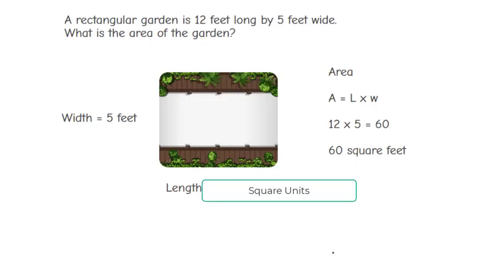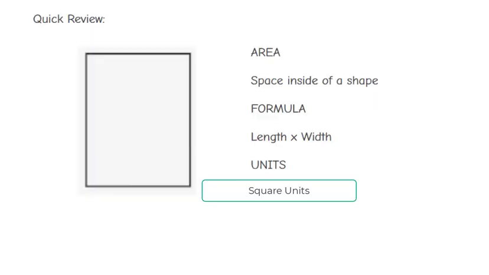That's the area. Let's do a really quick review. We need to know the word area, which is the space inside of a shape, so inside. The formula is length times width. If it helps you, you can just get one of the corners and say multiply side by side. And units. This part is huge. You can't just say the area is 12. 12 what? 12 square units.